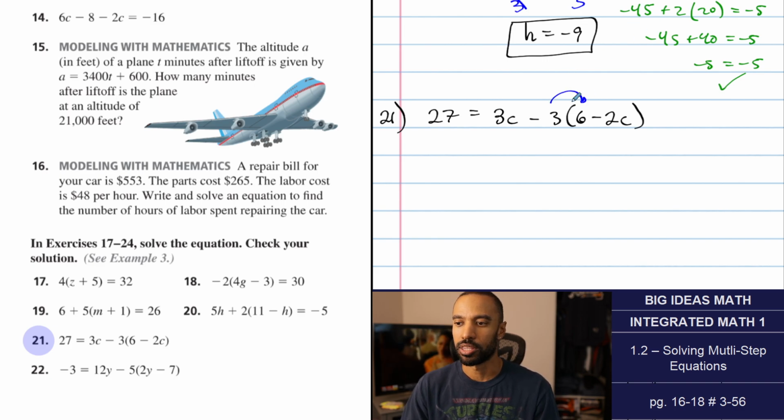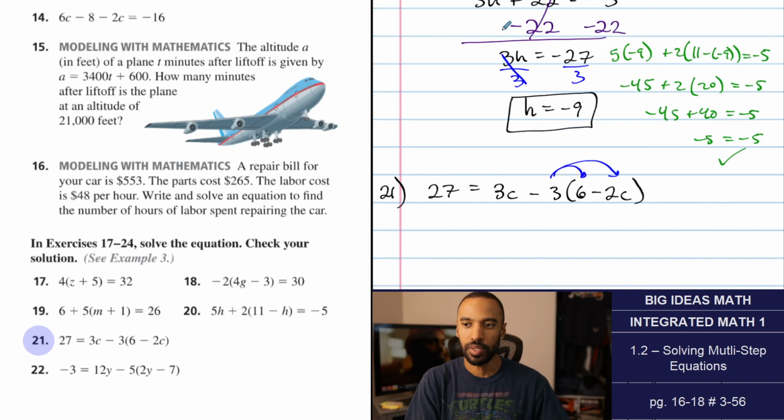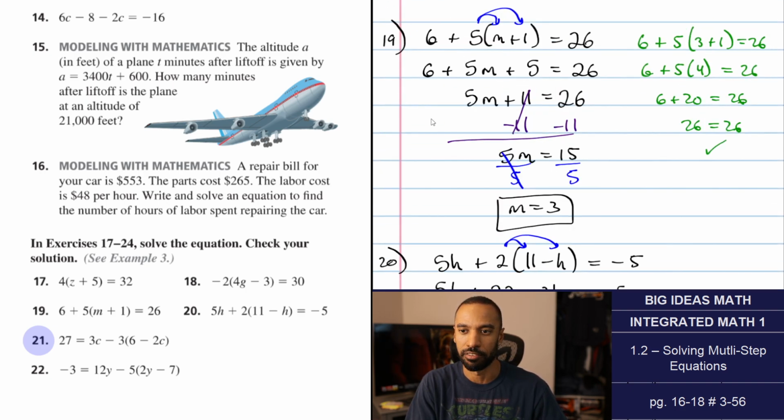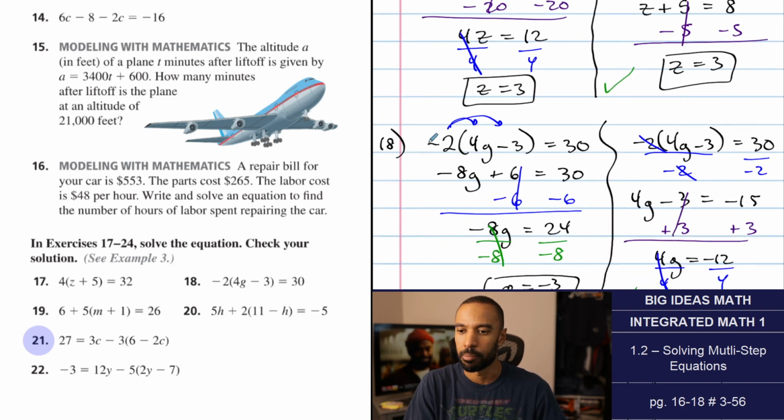Now, the part that you have to be careful on here, I understand if you were all good on distributing the negative on number 18, you're like, oh yeah, it's a negative 2, totally, we're going to distribute that thing, and it's a negative 2 both times, right?